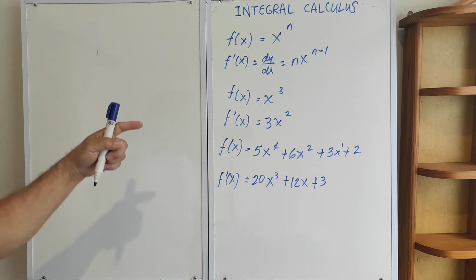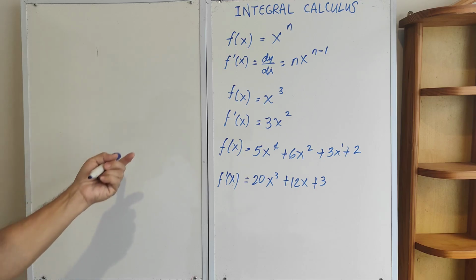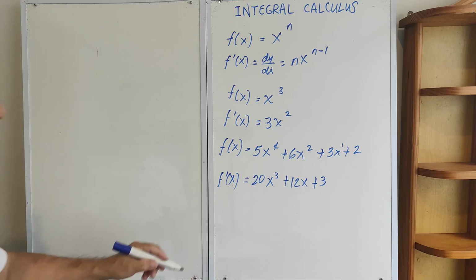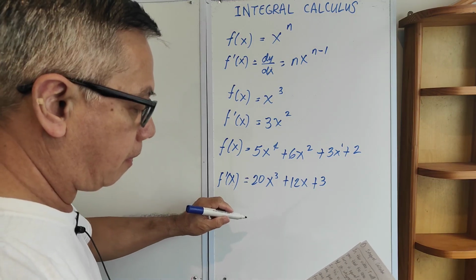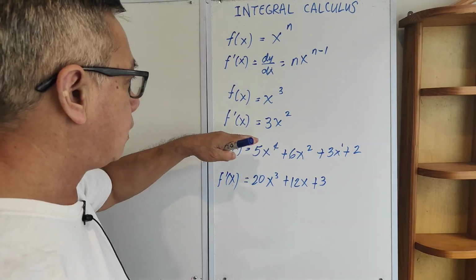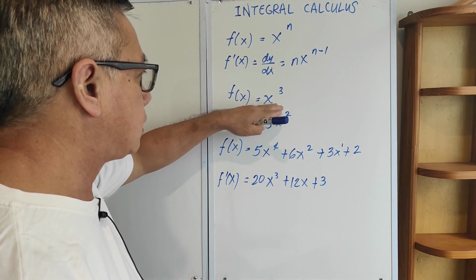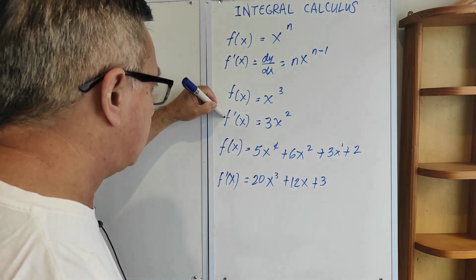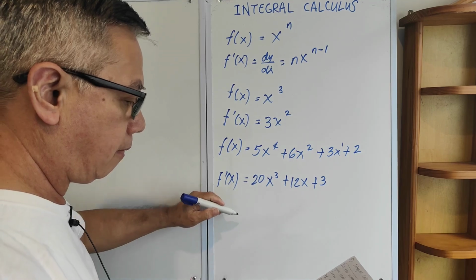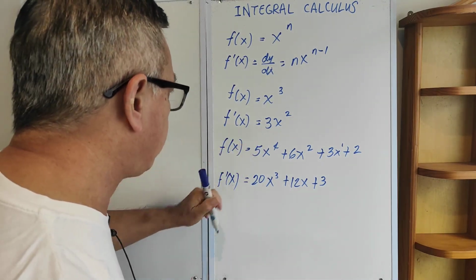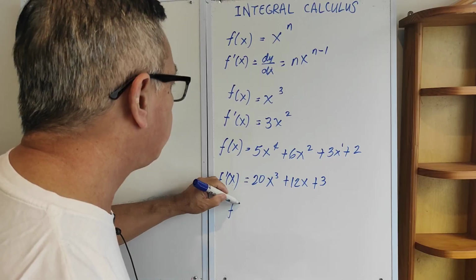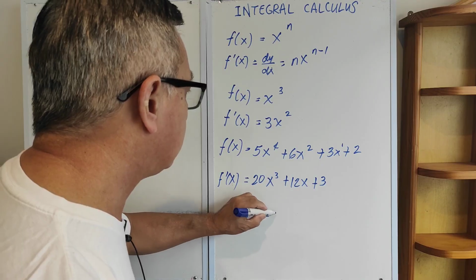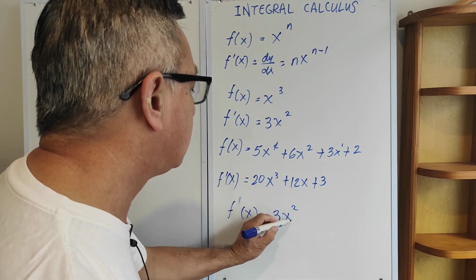So since the integral calculus is the reverse of the differential, we will try to reverse the process. So let's compare. When you took the differential of x cubed, it becomes 3x squared. So we'll try to reverse the process. So basically, let's compare. Let's say f of x is equal to 3x squared.